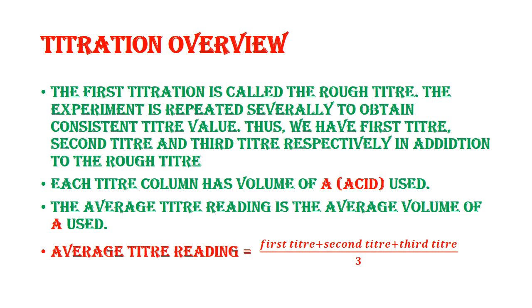I will show you the table so that you know what we are talking about. We have the first titer, the second titer, and the third titer respectively, in addition to the rough titer. Each titer column has the volume of A used, which is the final reading minus the initial reading. The average titer reading is the average volume of A used. So you get the volume of A used in each titer, then the average titer reading is your first titer plus your second titer plus your third titer, all over 3.